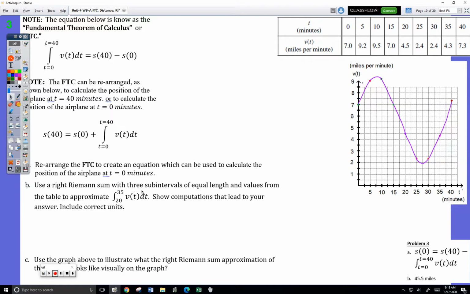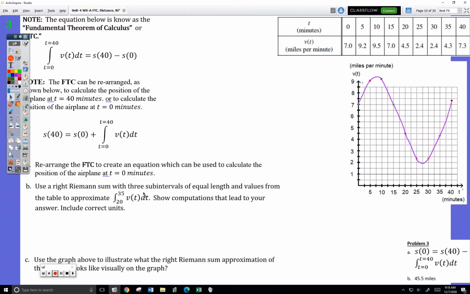We're doing this integral. The symbol is going to tell us exactly what to do. We're trying to take velocity multiplied by duration of time. How do we do that? Well, we're supposed to do it for the time period from 20 to 35, in this case, minutes. So I'm going to mark that off. 20 to 35 minutes.